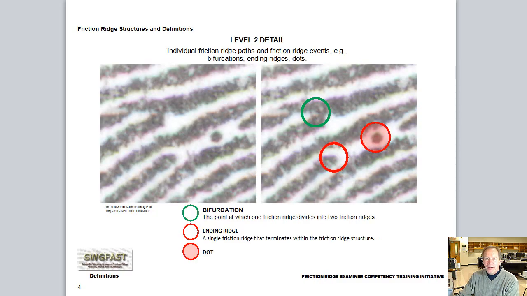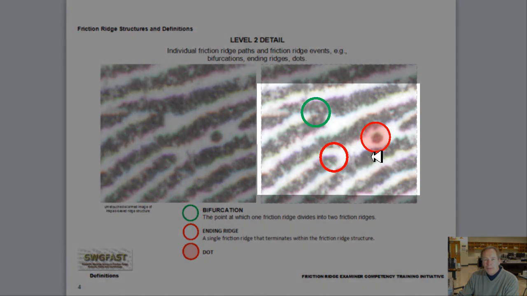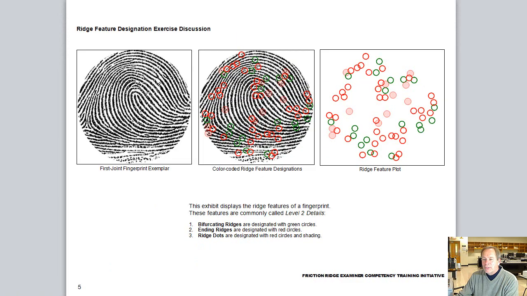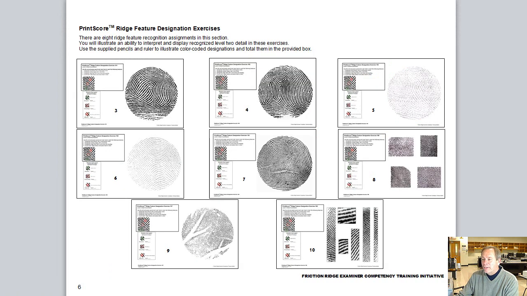After that, we'll get into the designation and the recognition of ridge features, and in this course we'll employ a color-coded system and designate bifurcations with a green circle, ending ridges with a red circle, and ridge dots with a circle and shading. This is an example of representation of a fingerprint with these color designations.